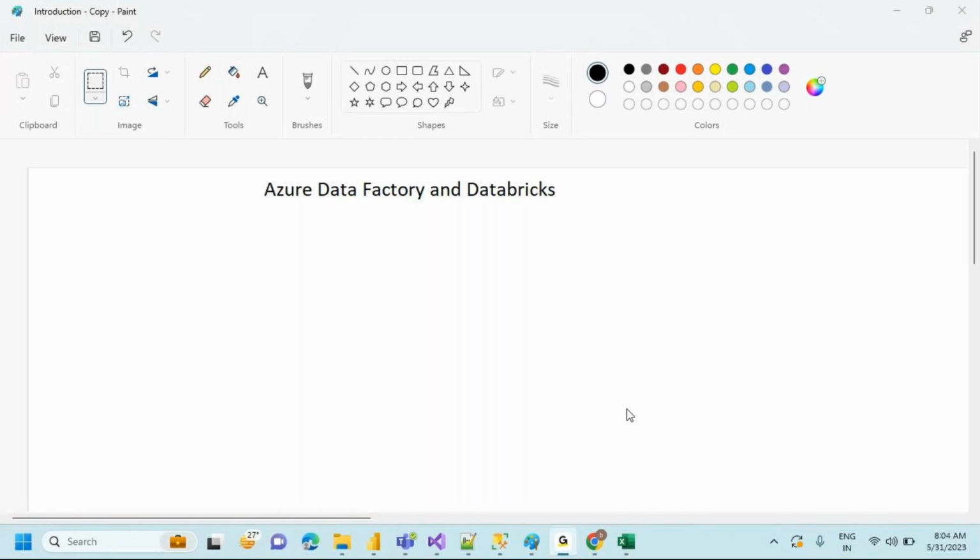Azure Data Factory and Databricks are different cloud platforms, or both are same? Both are from the same umbrella, the same Microsoft umbrella. Azure Data Factory and Azure Databricks. Databricks is something different, so Microsoft associated with Databricks, and they named it Azure Databricks.